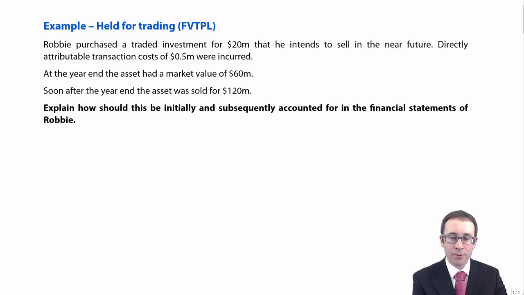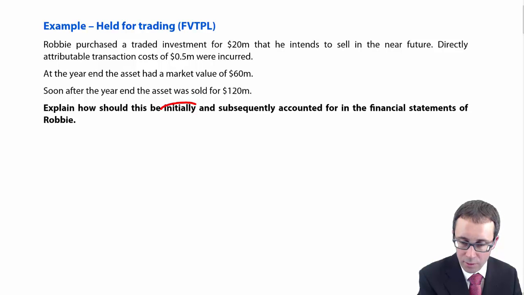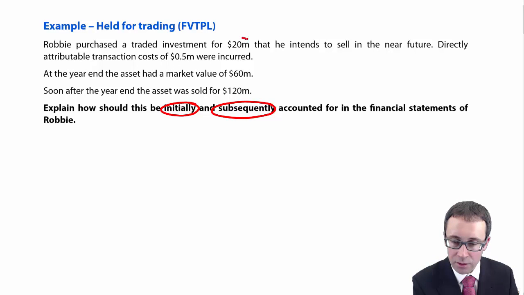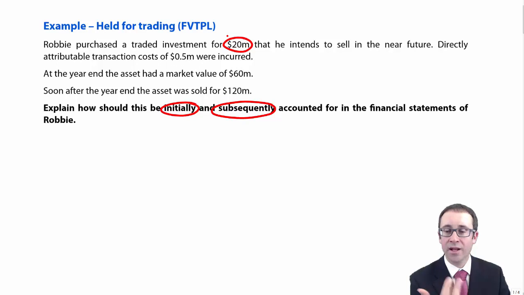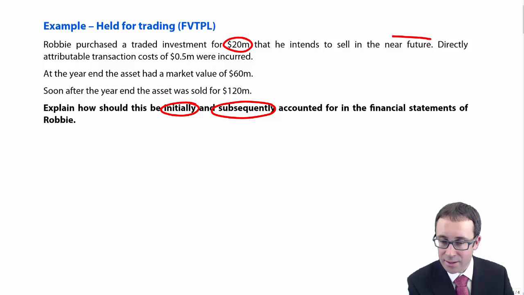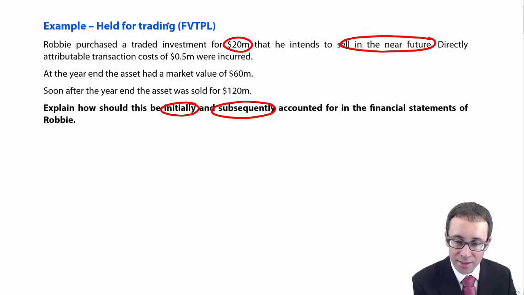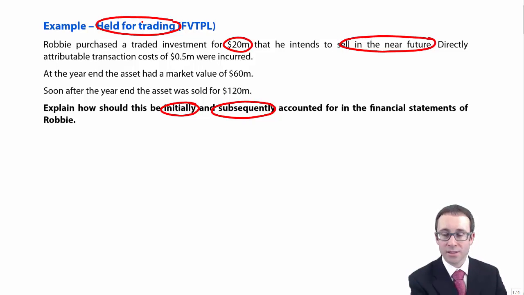So first example, it says there, explain how this should be initially and subsequently accounted for in the financial statements. So statement of financial position, statement of profit or loss. You could talk about cash flow if you want, but I'm not too worried. Robbie purchased a trade investment for $20 million. So that's going to be a financial asset, isn't it? We intend to sell it in the near future, which is why it's classified as held for trading, isn't it?